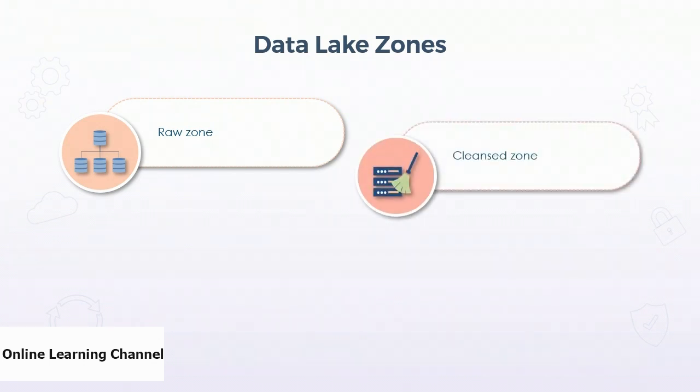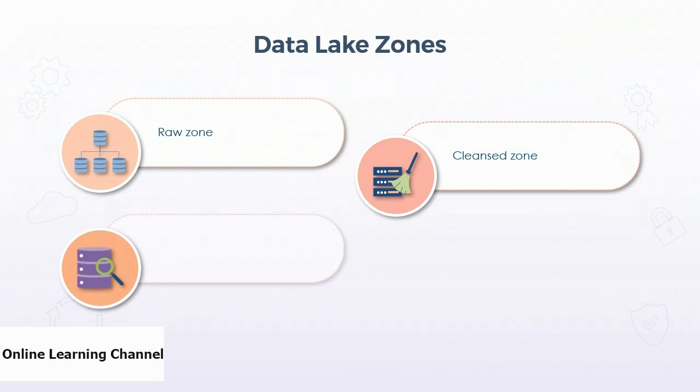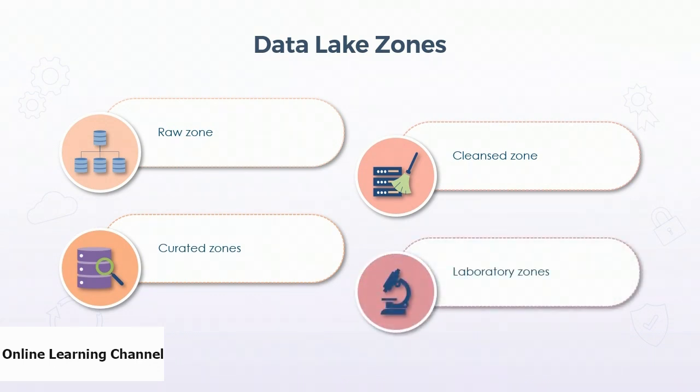Then you have the cleansed zone. This is the data from the raw zone that's had all unnecessary data, such as unnecessary columns, removed. This data then moves on to the curated zones. This is data that has been transformed, so it's meaningful and useful to data scientists. And finally, the laboratory zones represent data being actively used by data scientists. It will be partitioned into folders per group of data scientists who are using it.